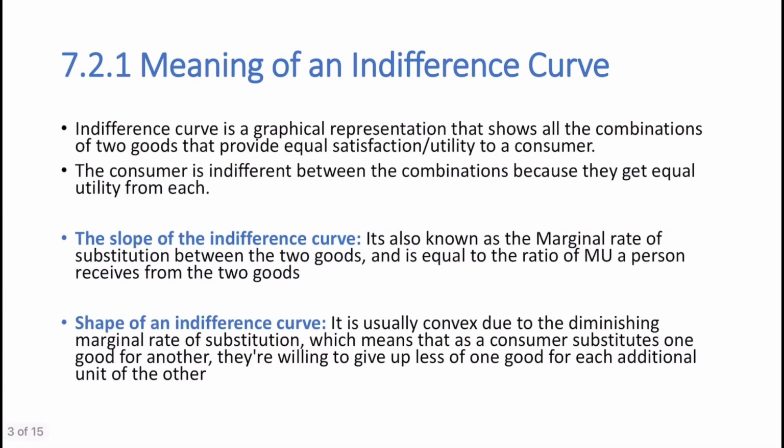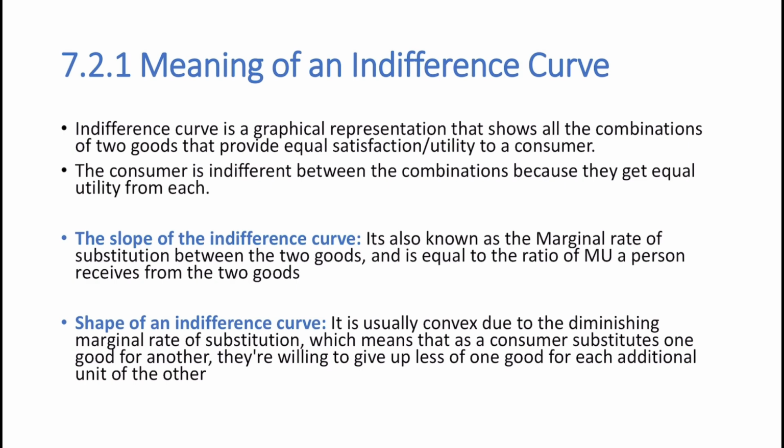Now let's get to the meaning of an indifference curve. An indifference curve is a graphical representation that shows all the combinations of two goods that provide equal satisfaction or utility to a consumer. The consumer is indifferent between the combinations because they get equal utility from each. The slope of an indifference curve is also known as the marginal rate of substitution between the two goods, and it's equal to the ratio of the marginal utility a person receives from the two goods.